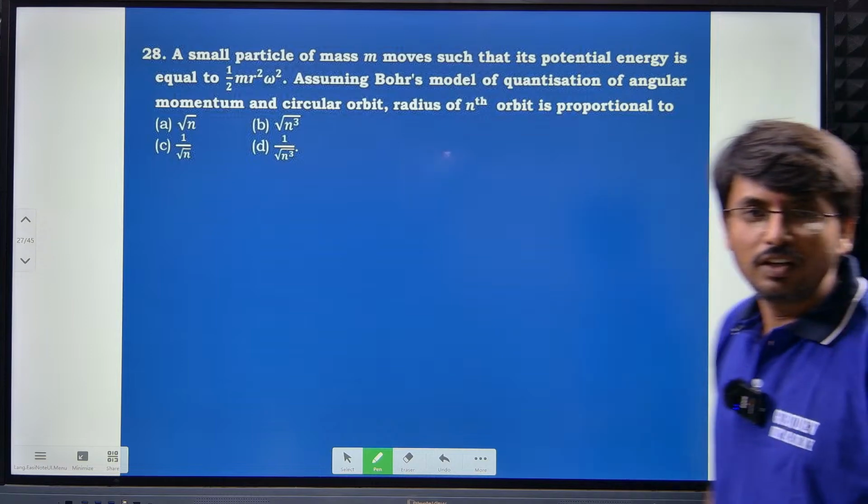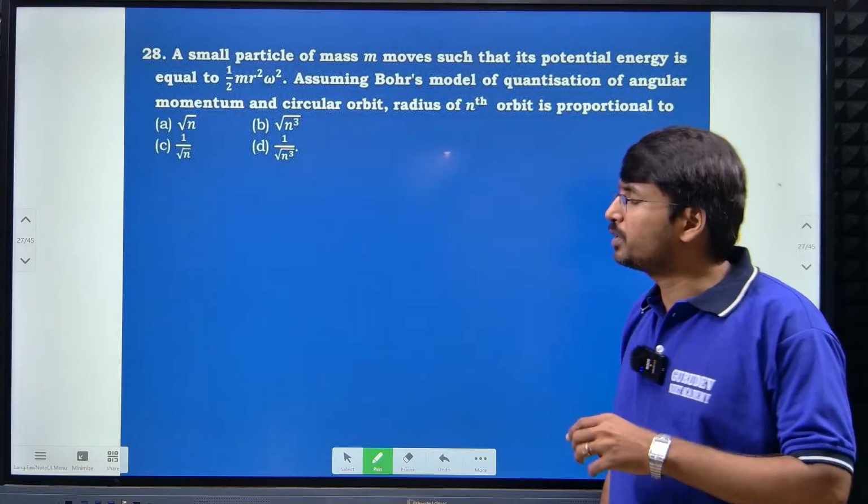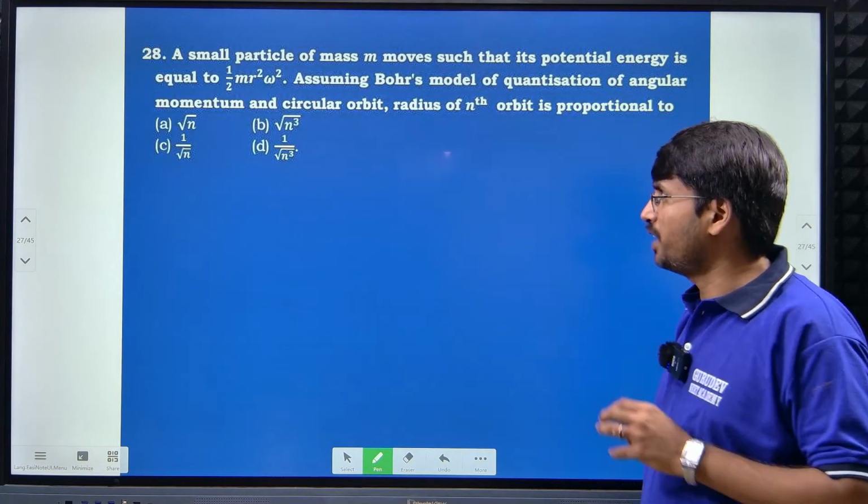Okay, hello everyone. So we'll continue with the paper 3 discussion. So that is question number 8.